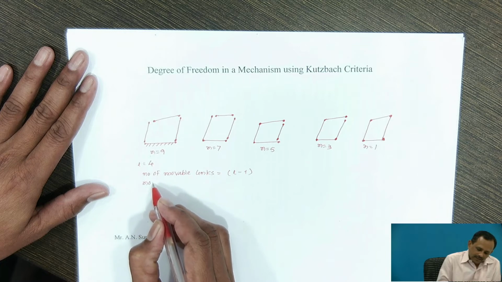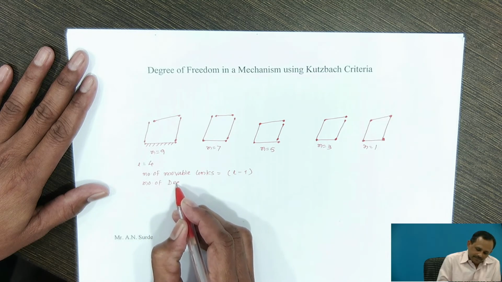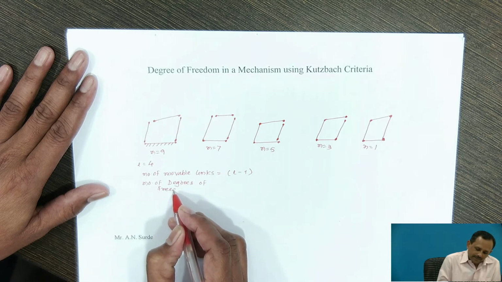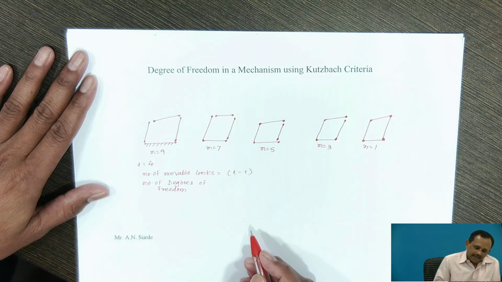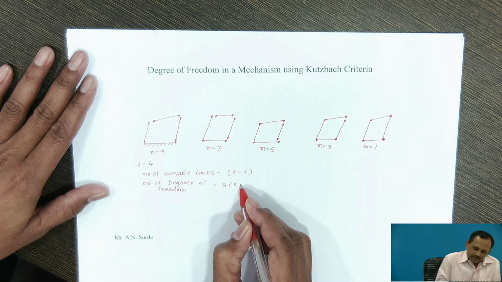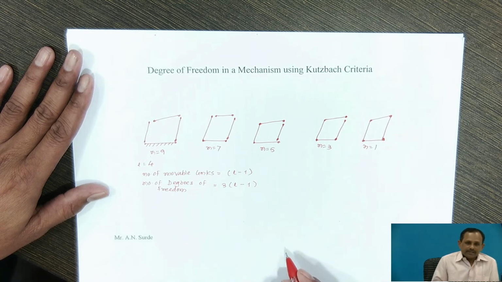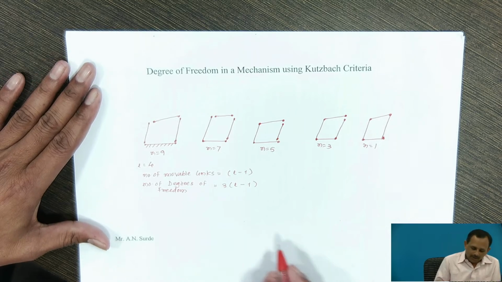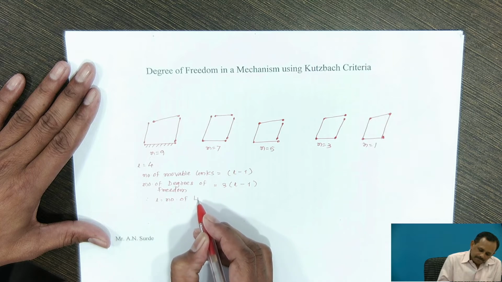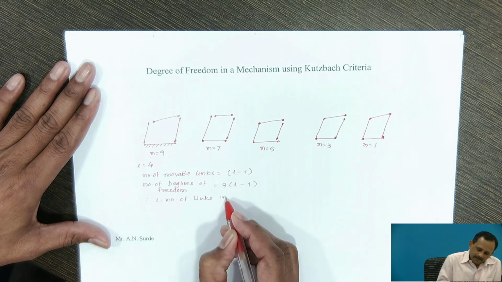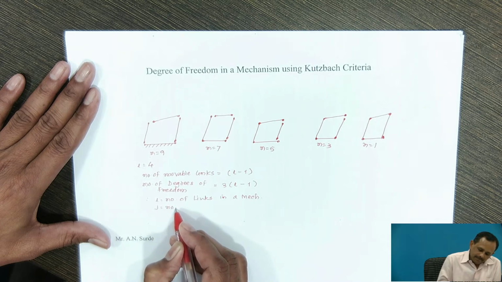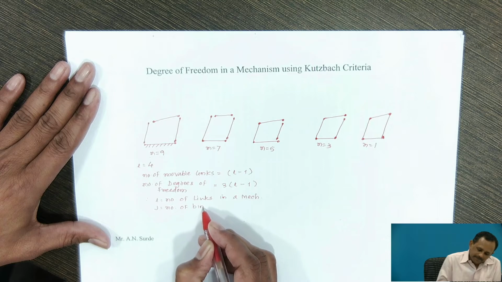Then the number of degrees of freedom: as one of the links is kept fixed, each of the movable links will have 3 degrees of freedom before they are connected to some other link. So it will be 3 into (L minus 1). Now consider L as the number of links in a mechanism, and J as the number of binary joints.